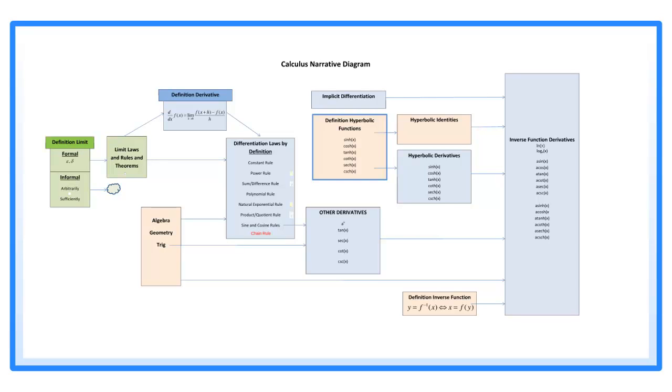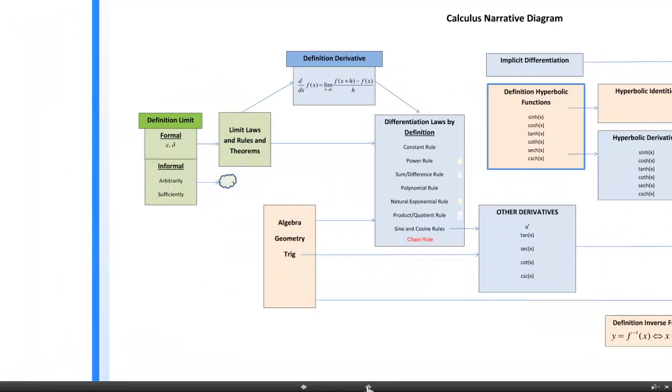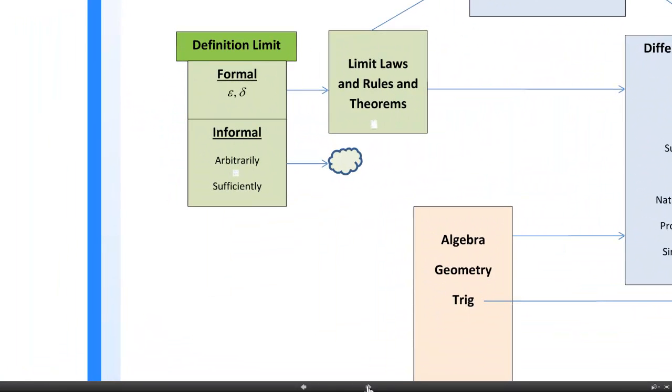Let's take a quick look at the narrative, that is, the story that's been told as we've gone through and as we're getting ready for the second test. So we started out with limits. There were the formal limits and there were the informal limits. The informal limits with the words arbitrary and sufficient, the ones we used, are not sufficient to prove the limit laws. So we had to assume that the limit laws and rules just held and somebody else had proven those.